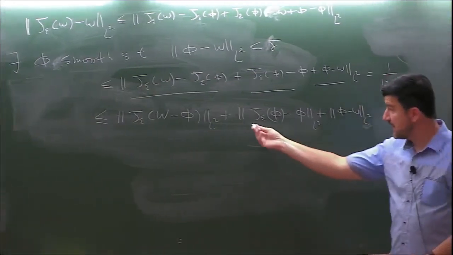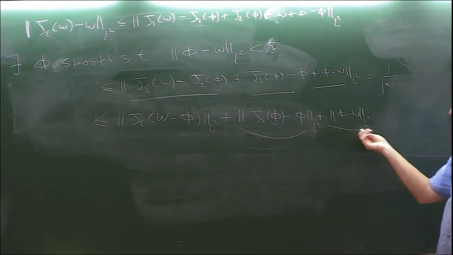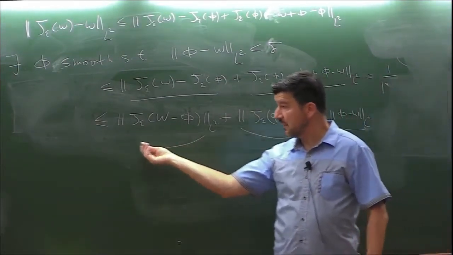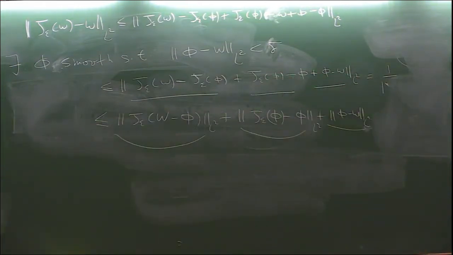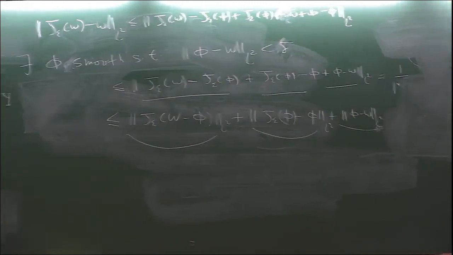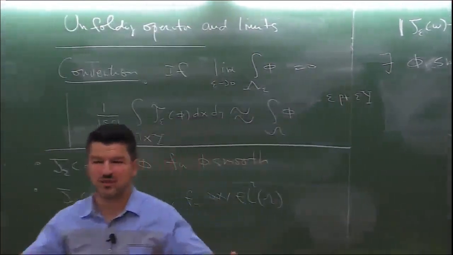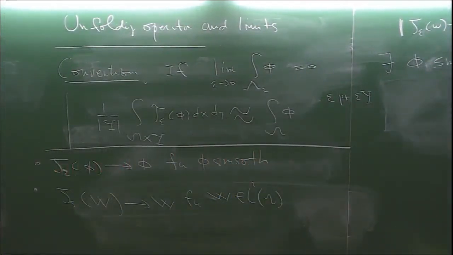Now, I know that this is as small as I want because phi is smooth. I know that this is as small as I want because of the density property. What I'm missing is this. But what do I know? I have this convention, and it can be applied to W minus phi. For any integrable functions, I can apply it.